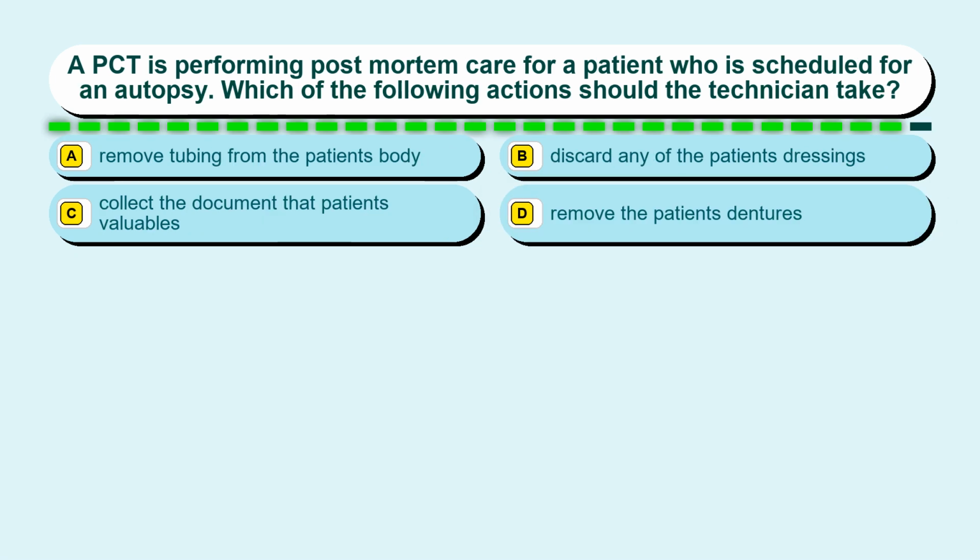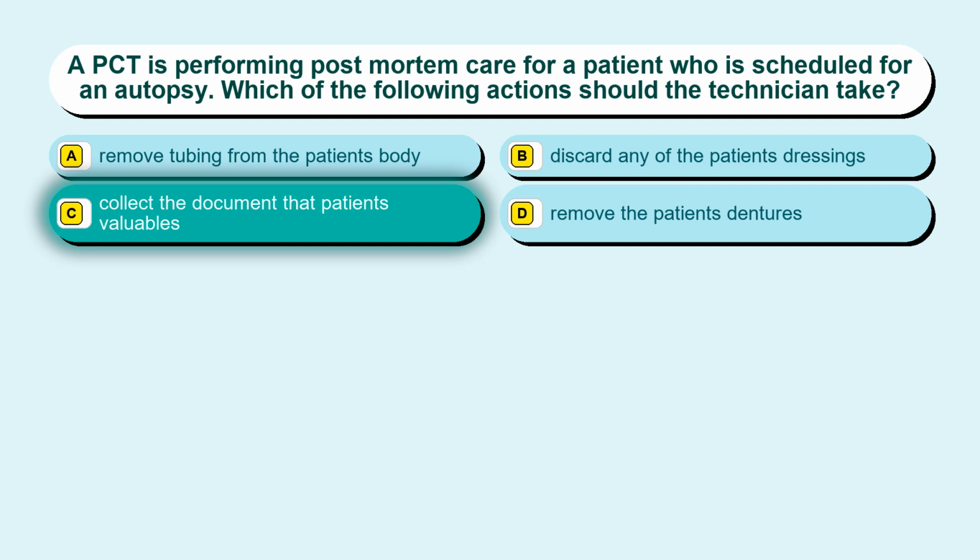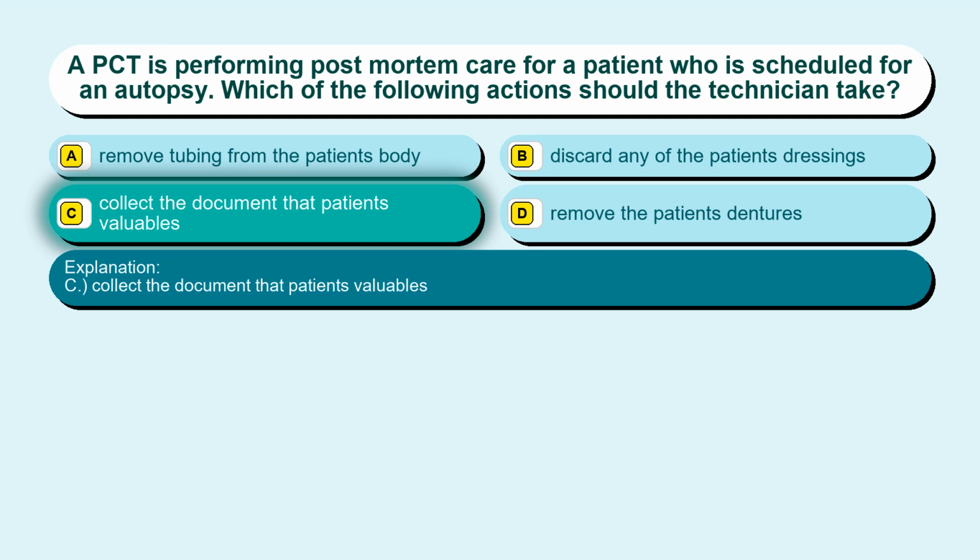Question 65. A PCT is performing post-mortem care for a patient who is scheduled for an autopsy. Which of the following actions should the technician take? Option A, remove tubing from the patient's body. Option B, discard any of the patient's dressings. Option C, collect and document the patient's valuables. Option D, remove the patient's dentures. The correct answer is option C, collect and document the patient's valuables.